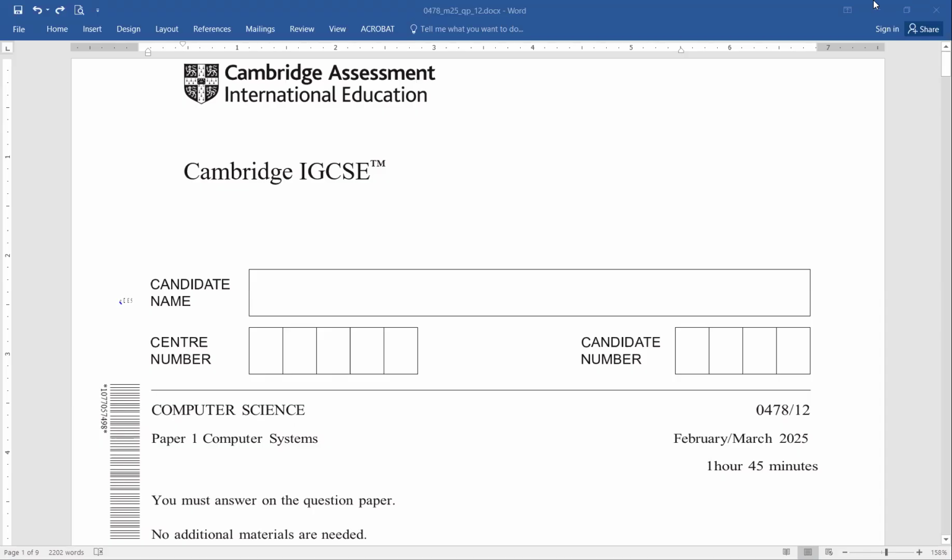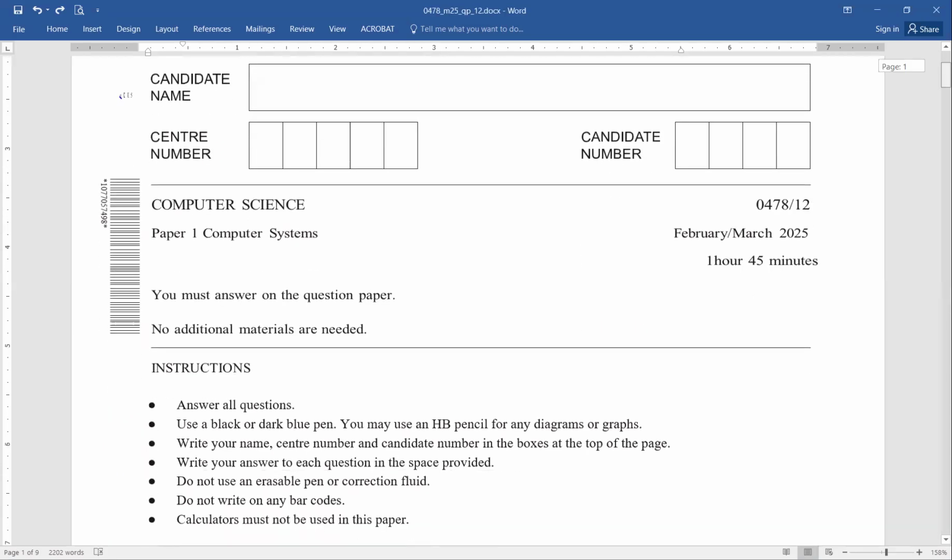Hope that you all are well, enjoying your learning, preparing for the exams. Okay, today we are going to solve the most recent paper, February-March 2025, 047812. This is Computer Science Paper 1, Computer Systems. The duration is 1 hour 45 minutes. You have to answer on the question paper. No additional materials are needed.